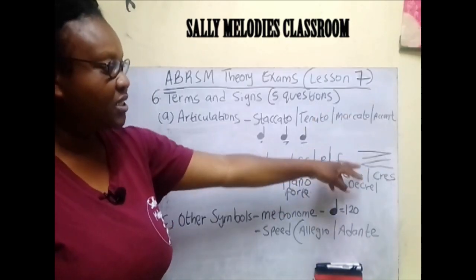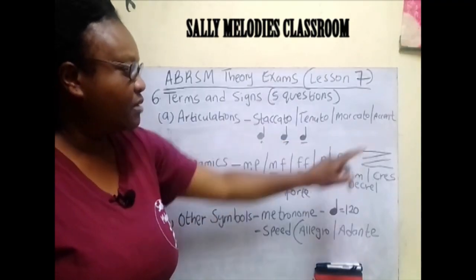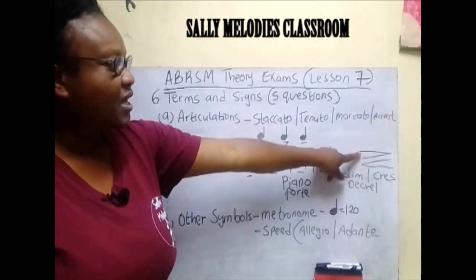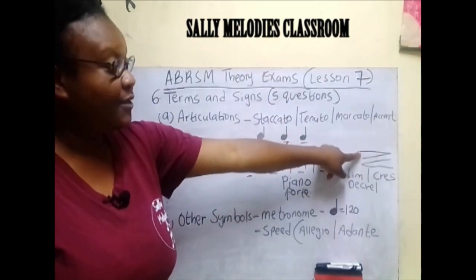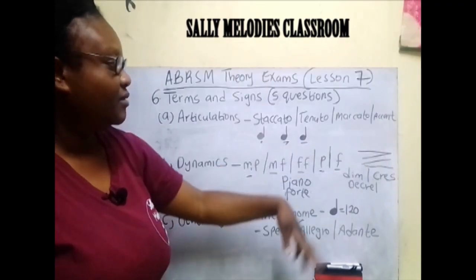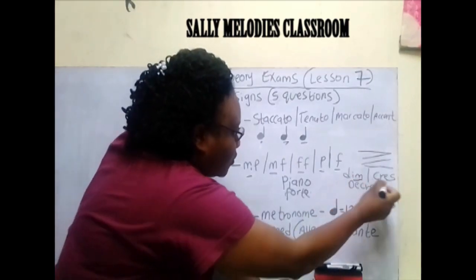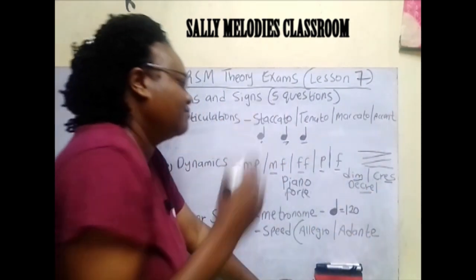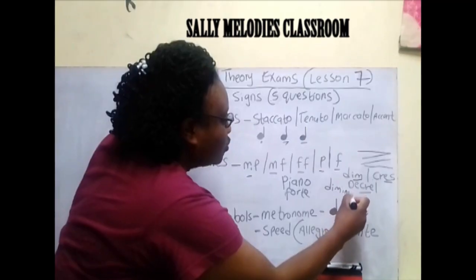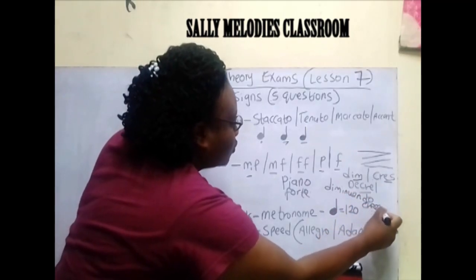Then you are asked, what is the meaning of that symbol? What is the meaning of this symbol? We all know that this one is gradually getting quieter or softer. This one is gradually getting louder. It can also come like this: dim or cres or decres. Or it can come as a full name: diminuendo, crescendo, decrescendo.